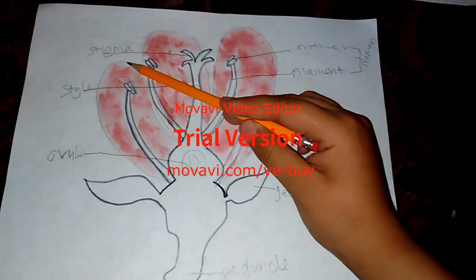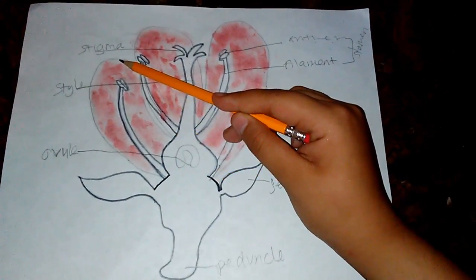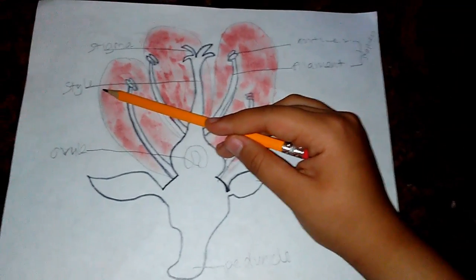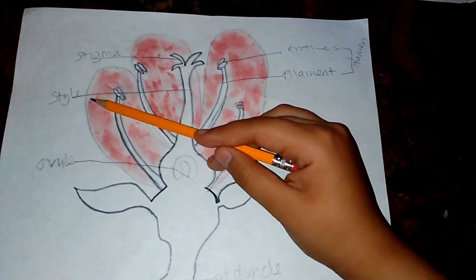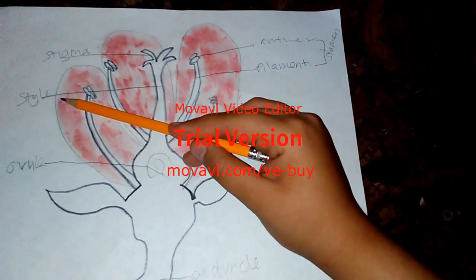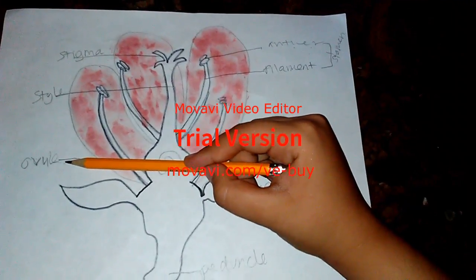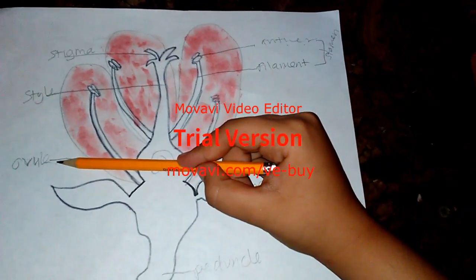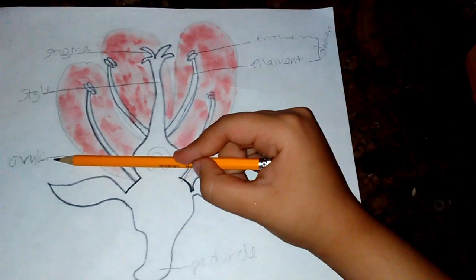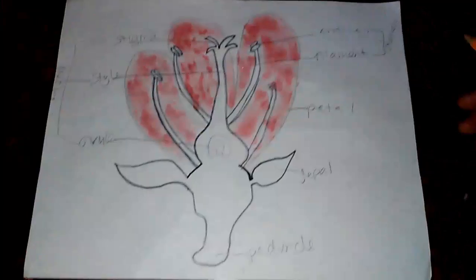The stigma, which is a long, sticky, receptive tip, and catches pollen. And the style, which is a tube-shaped connection between the stigma and the ovule, which contains female reproductive parts and turns into seed after fertilization.